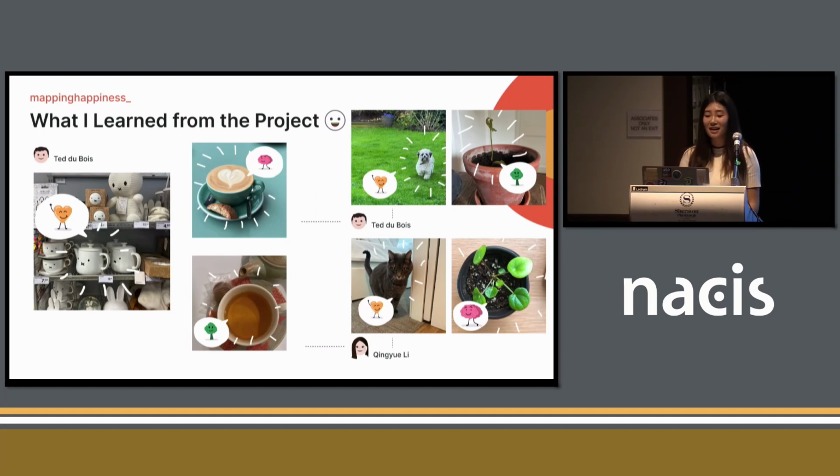I also realized that we can draw inspiration from each other's routine. So I learned that Ted uses a cup of cappuccino to end his workday. And now I have adopted a very similar trick. So I reward myself with a piece of chocolate every afternoon. There are also some universal sources of happiness, like playing with your pet and planting a plant.